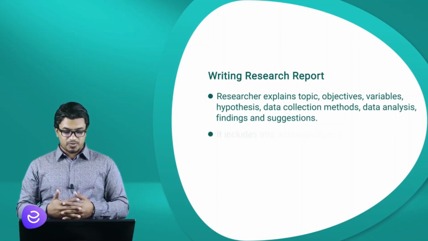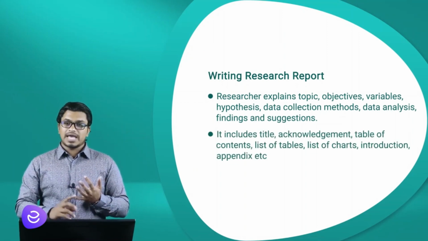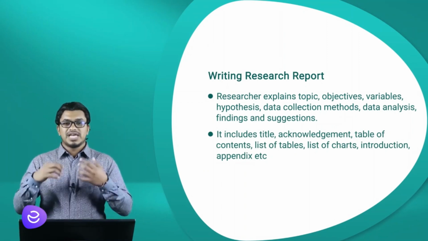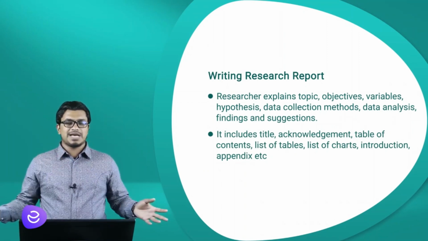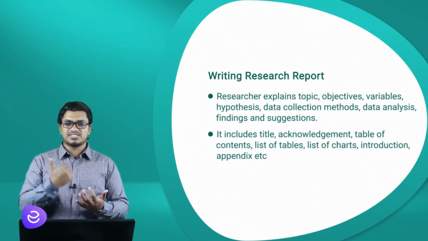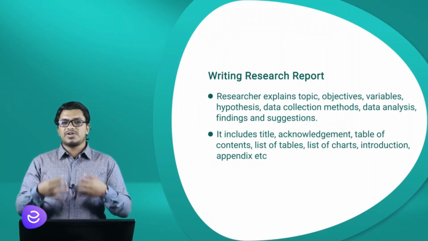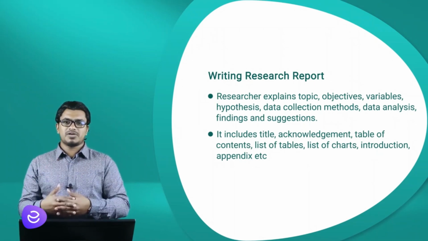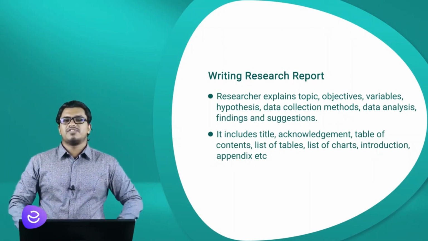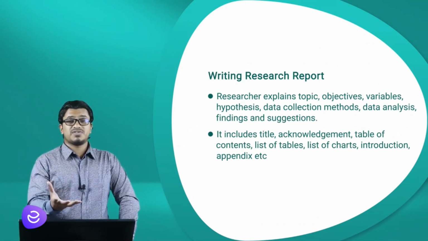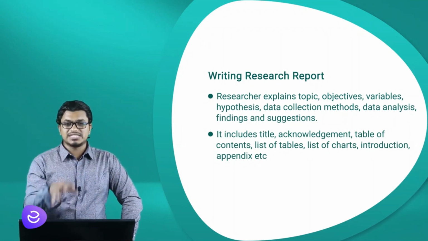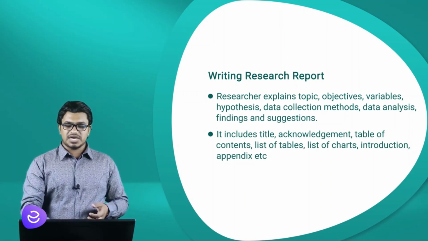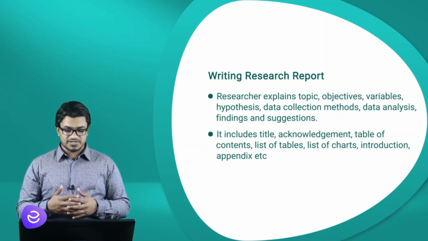the research report. It includes title, acknowledgement, table of contents, list of tables, list of charts, introduction, then the different chapters, review of literature, findings, suggestions, conclusions, bibliography, references, appendix. So everything that we have studied as a part of research, we include in the research report. How to write a research report, or what is inside a research report, we'll be studying in the coming classes. But for right now, these are the different steps of research.